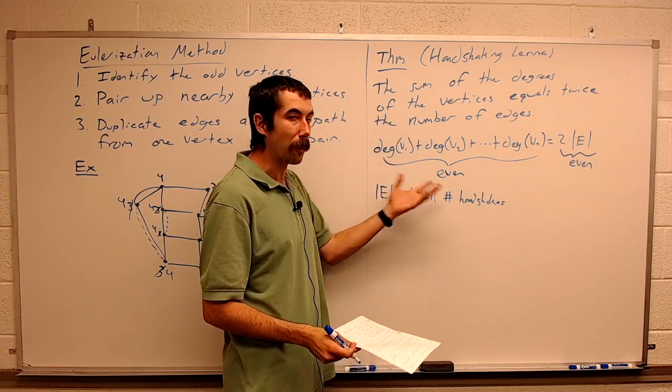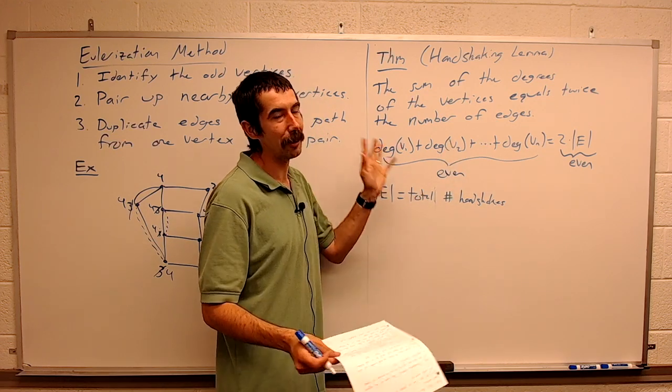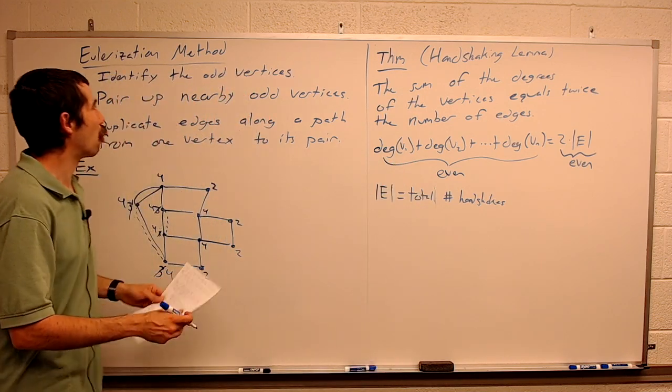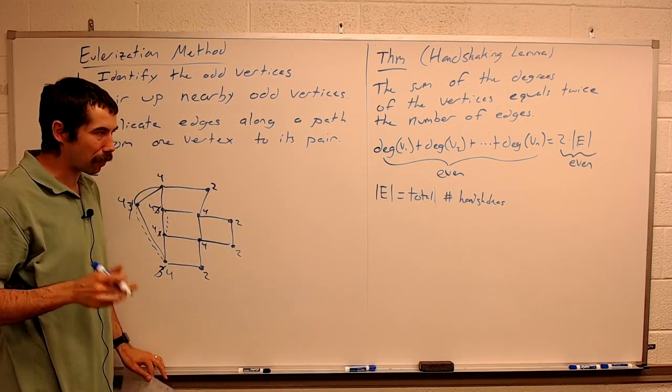So if you double the number of handshakes, you get all of the degrees. That's why it's called the handshake lemma. It's not really important. But what is important is we're always going to have an even number of odd vertices.